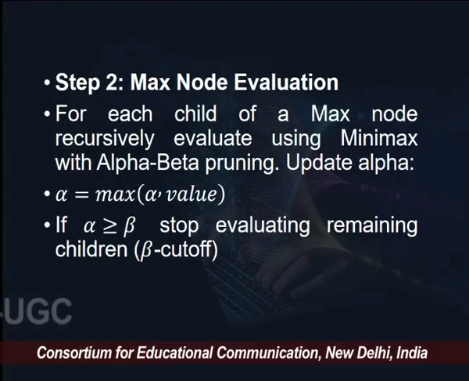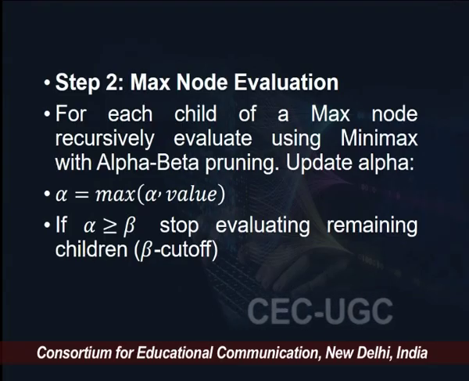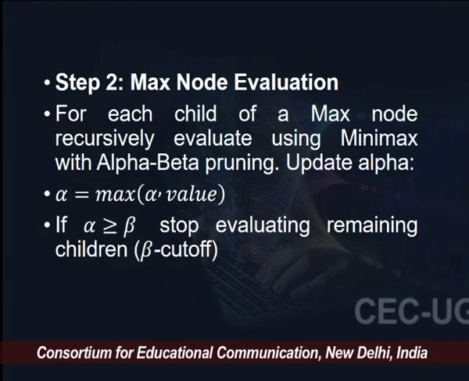If alpha is greater than or equal to beta, we need to stop evaluating the remaining children. That means we are cutting off a beta, or what we call the beta cutoff. Now, step 3: this was the max node evaluation, which comes after the initialization. After this max node evaluation, the next step is the min node evaluation.